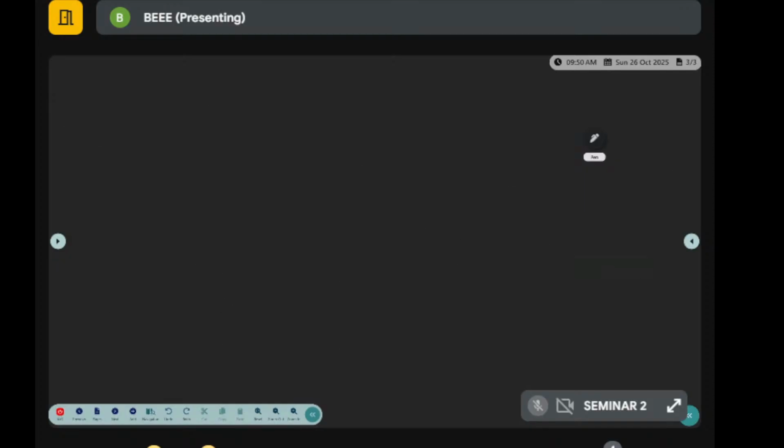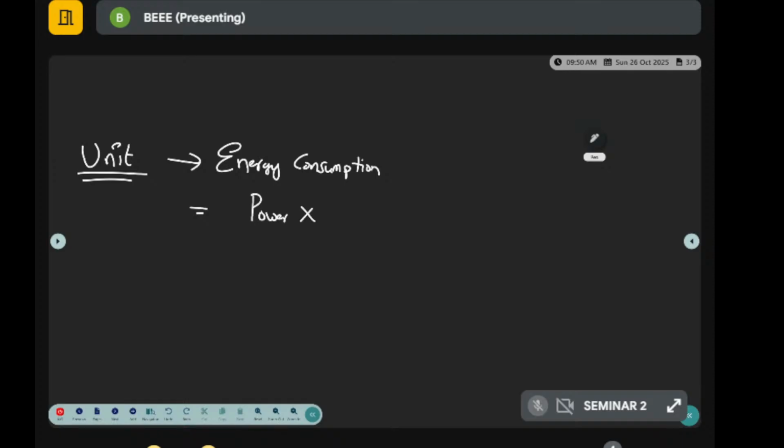Next. So here I am saying number of units. What is the meaning of unit here? Unit is nothing but a general naming. Unit is nothing but energy, energy consumption. So what is the formula for energy? Power into time. Power can be measured in watts or kilowatts, into time. Time is nothing but hour.